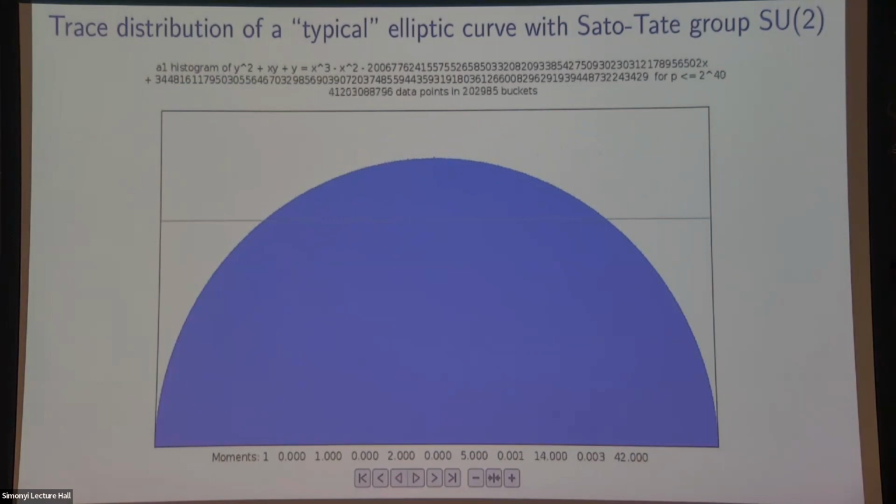Even though this elliptic curve has rank 28, and you might think it should have an excess of points, the Sato-Tate law forces it into a nice smooth semicircle in the limit. And we know that this happens for any elliptic curve over Q that does not have extra endomorphisms, that does not have complex multiplication.